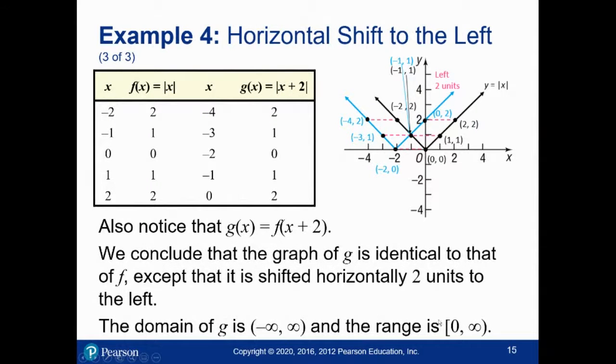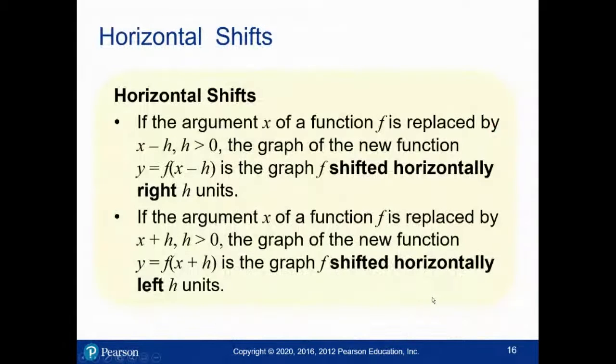are identical. Okay, the original domain of absolute value was everything, and if I take everything and slide it to the left by 2 units, I still have all real numbers. And the original range was everything from 0 to infinity, including 0, and I didn't move the graph up or down, so that did not change.